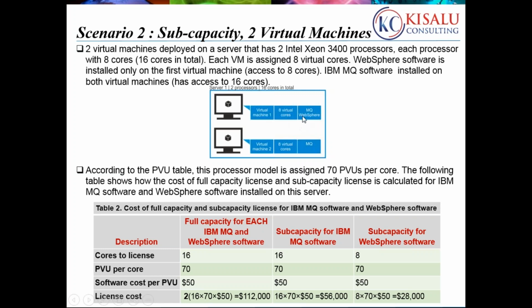And we install MQ on both machines. Remember, they are separate now. It's no longer viewed as one machine. It's two machines using the technology. So we install MQ on both machines, which means our MQ will have access to 8 cores each. And we also install WebSphere on the first machine.